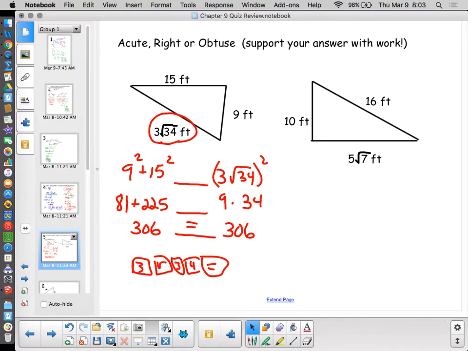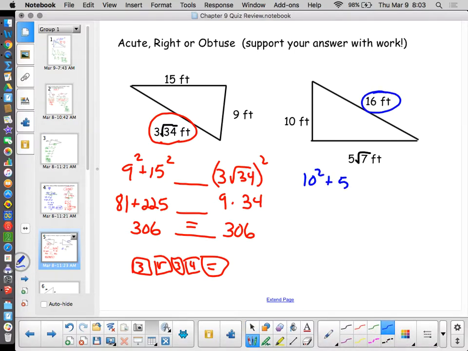Just 5 root 7, I'm not 100% sure of that value, so I'm going to approximate it. 5 times the square root of 7 is about 13.2. Okay, that is not the longest side. 16 is the longest side. So 10 squared plus 5 root 7 squared compared to 16 squared. That's 100. 16 squared is 256.